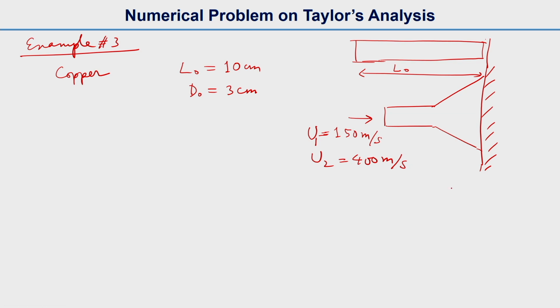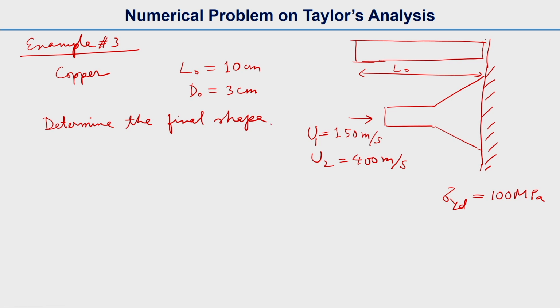and then assume that yield stress is equal to 100 megapascal. Dynamic yield stress is 100 megapascal. So determine the final shape of the bar.